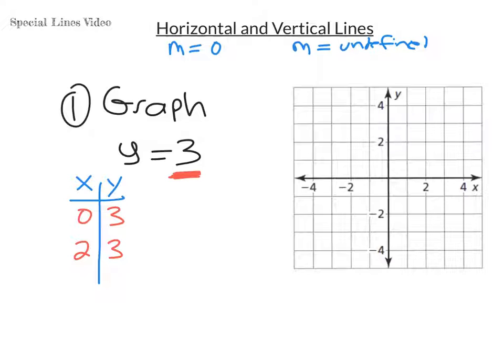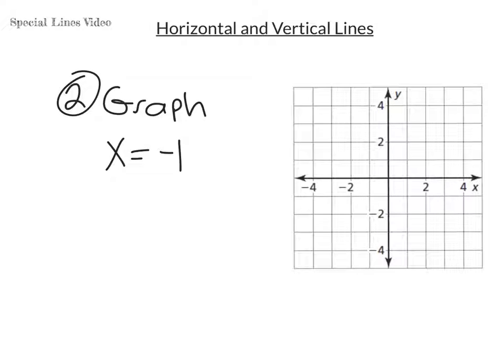So now I go to my graph, and I can plot those 2 points. (0, 3) is right there, and (2, 3) is right there, right 2, up 3. And now that I have those 2 points, I can connect them, and it creates this horizontal line at y equals 3. So that's a great way to do that problem. Let's try another.